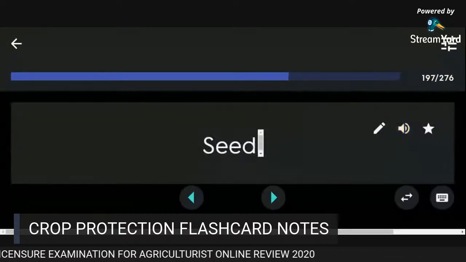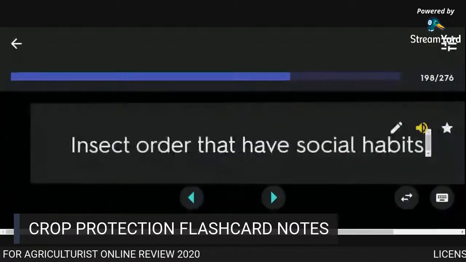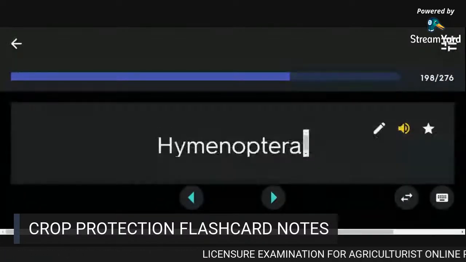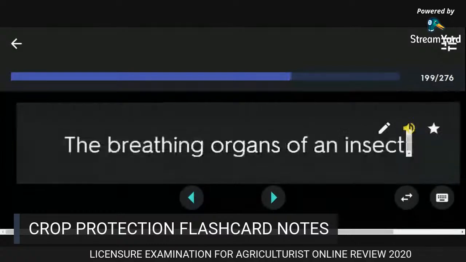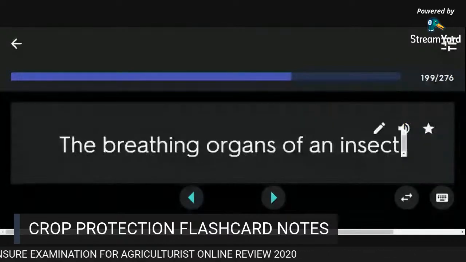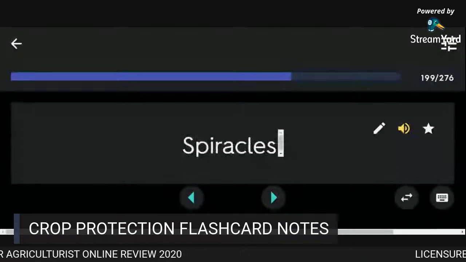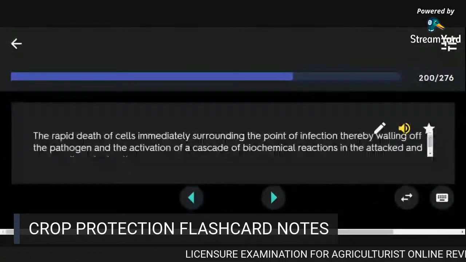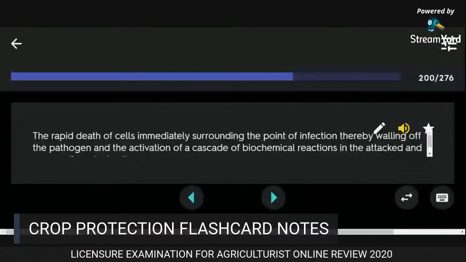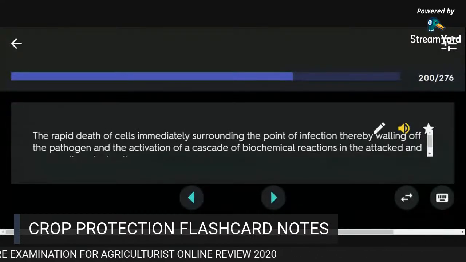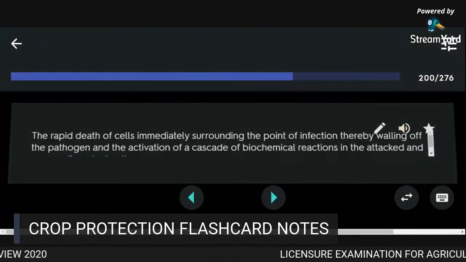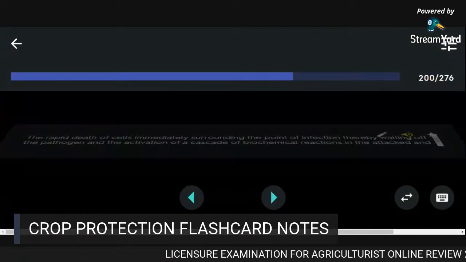Insect order that have social habits. Hymenoptera. The breathing organs of an insect. Spiracles. The rapid death of cells immediately surrounding the point of infection, thereby walling off the pathogen and the activation of a cascade of biochemical reactions in the attacked and surrounding plant cells. Hypersensitive response.